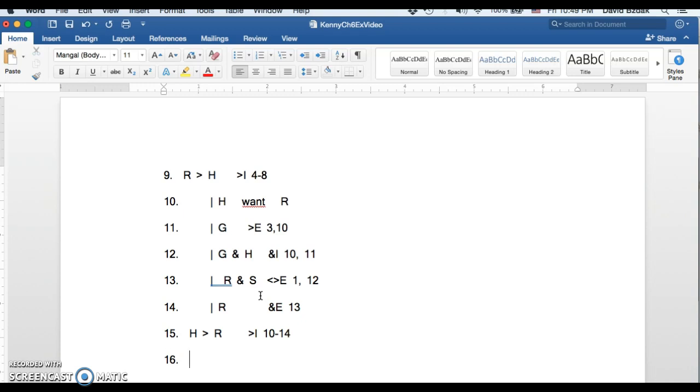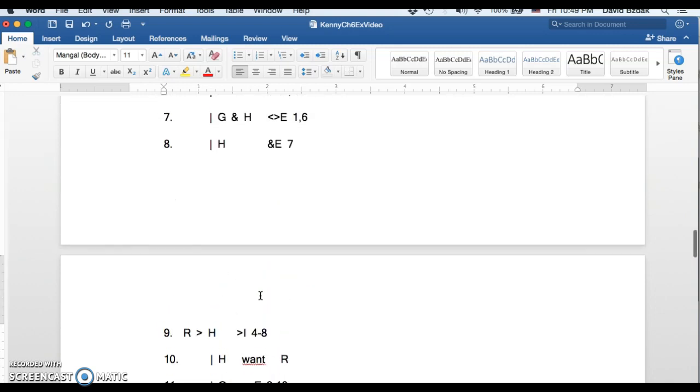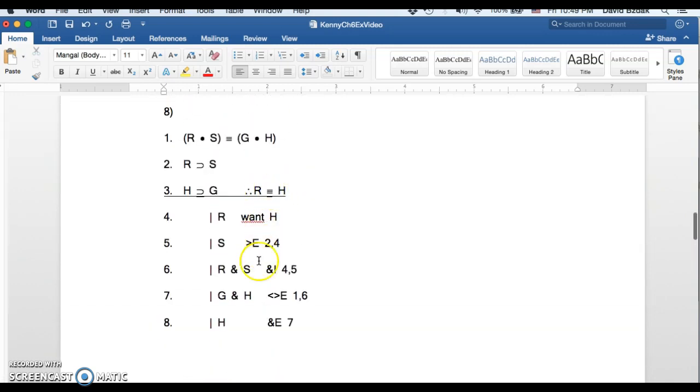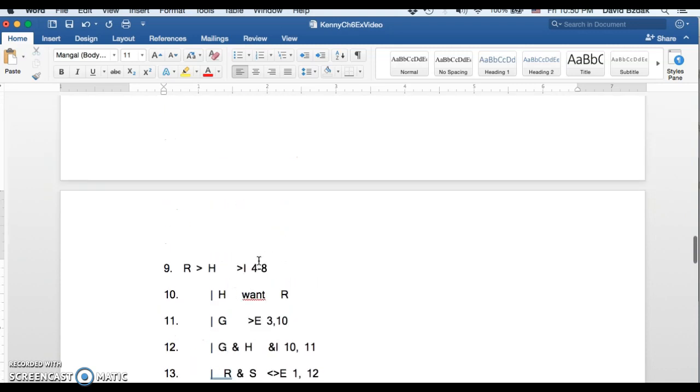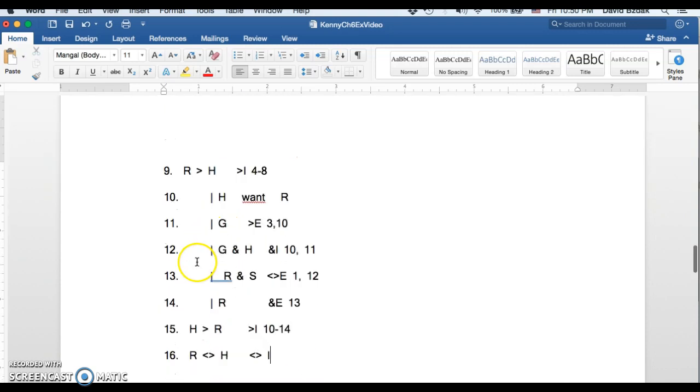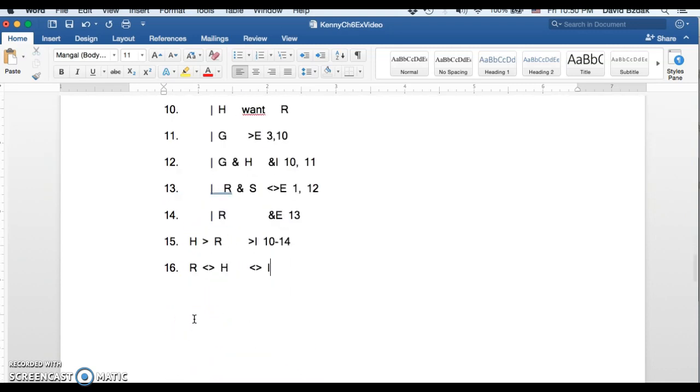And then again we can get that biconditional conclusion, R biconditional H is our conclusion, and that's by biconditional introduction of 9 and 15.